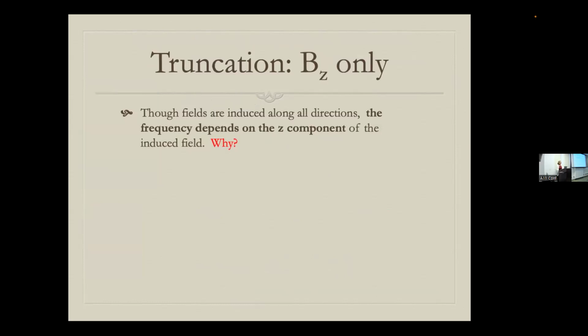All right, so the molecule gave you back a response. You poked it with a B field and it gave you a response along X, Y, and Z. But I'm only going to be interested in the Z component of its response. And why is that? Why do I only want the Z component? Poke along Z, and I only want to measure along Z. Why?